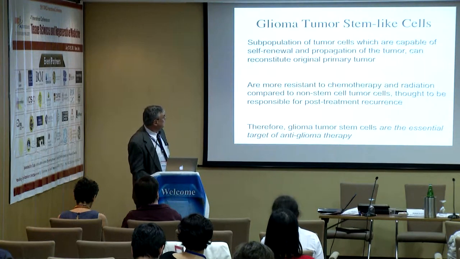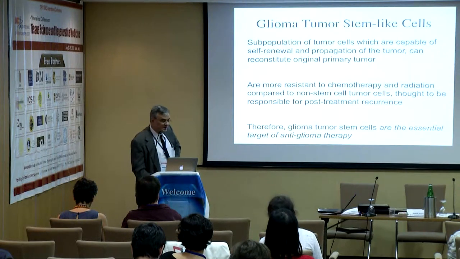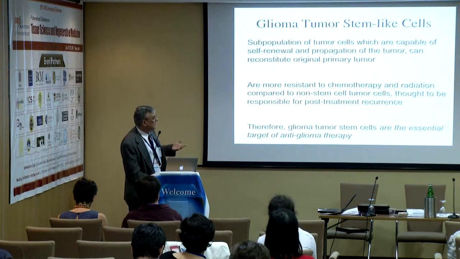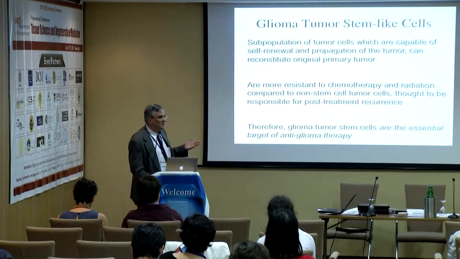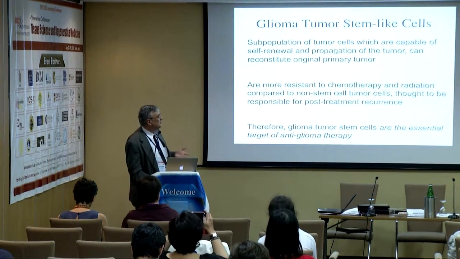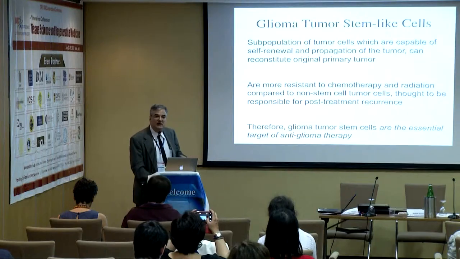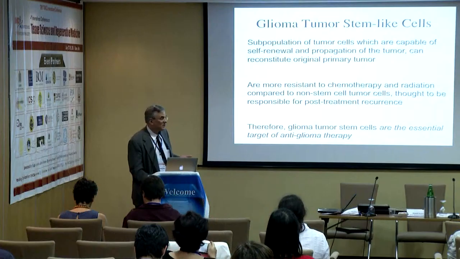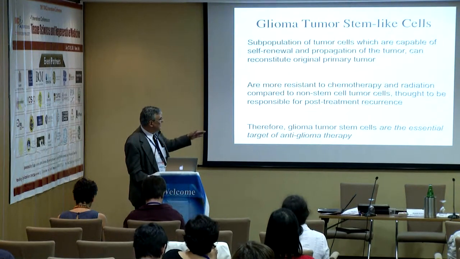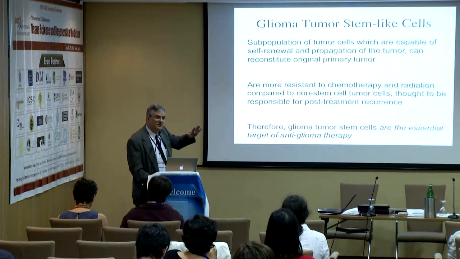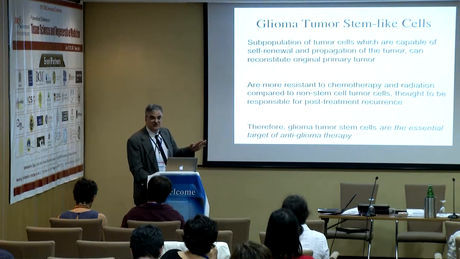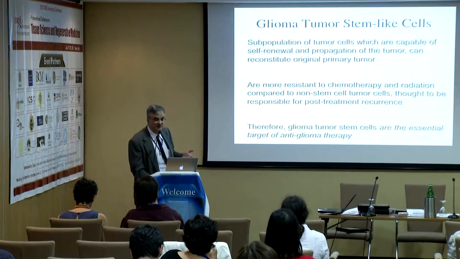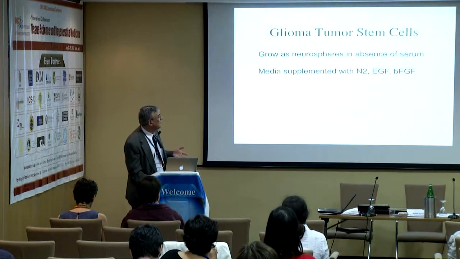So we talked about the stem cells being the subpopulation that can propagate the tumor. It turns out that the glioma tumor stem-like cells are also more resistant to chemotherapy and radiation. Radiation and a couple alkylating agents are the mainstay of treating human glioblastoma right now. So if these are the cells that are going to propagate the tumor, they're going to be responsible for the tumor to recur, and they're going to be most resistant to therapy, those are the cells that you want to aim your treatment at to test if a drug's going to be efficacious in a clinical situation.